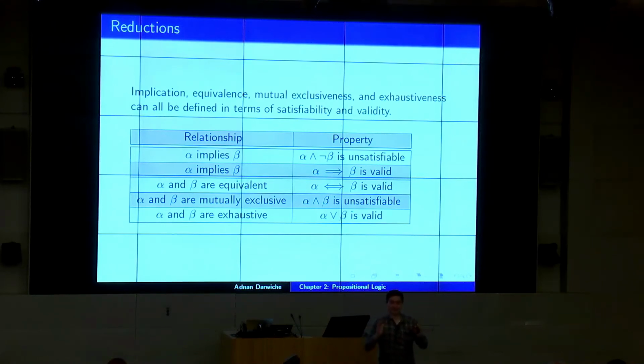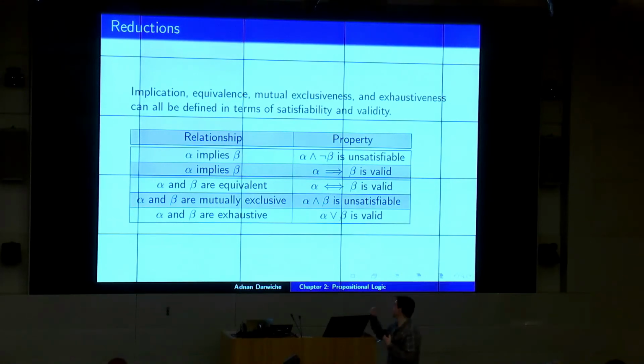Alpha is valid, that means it covers everything. If that was the case, the negation should be unsatisfiable. So I negate, and I use the SAT box. So you really just need satisfiability in this case.